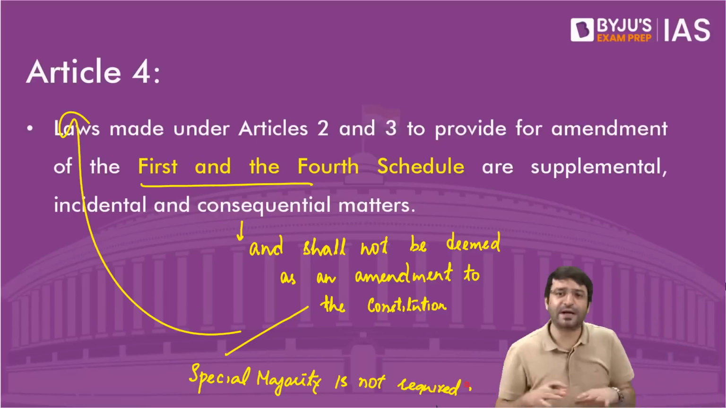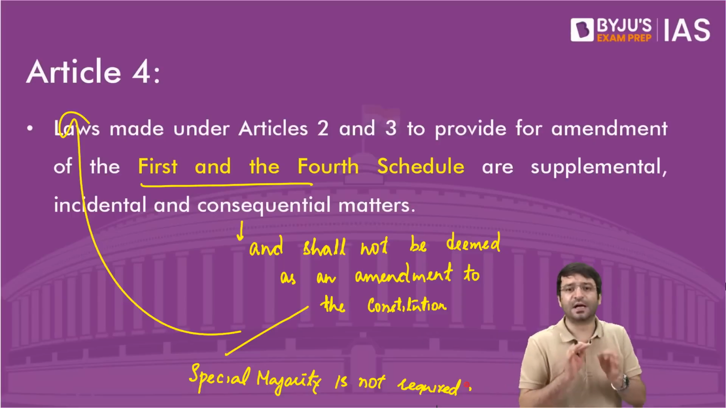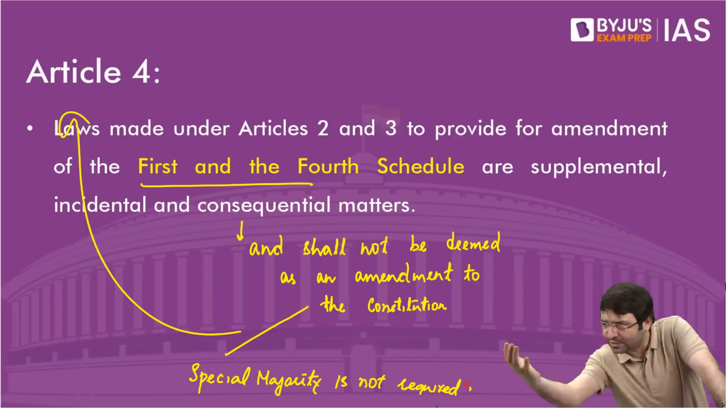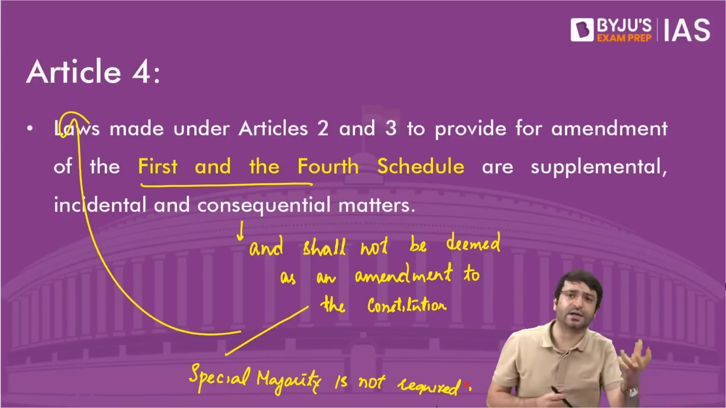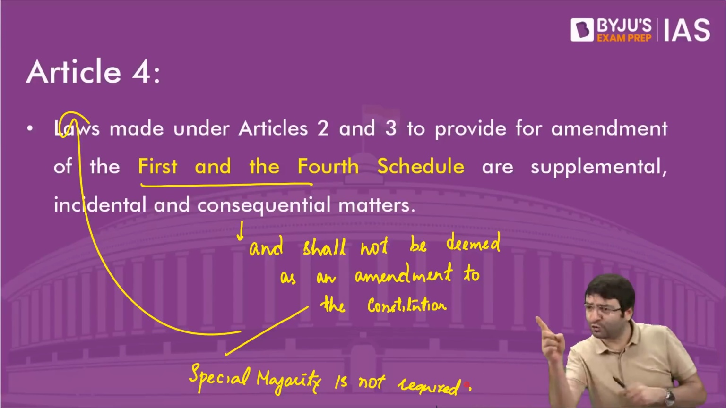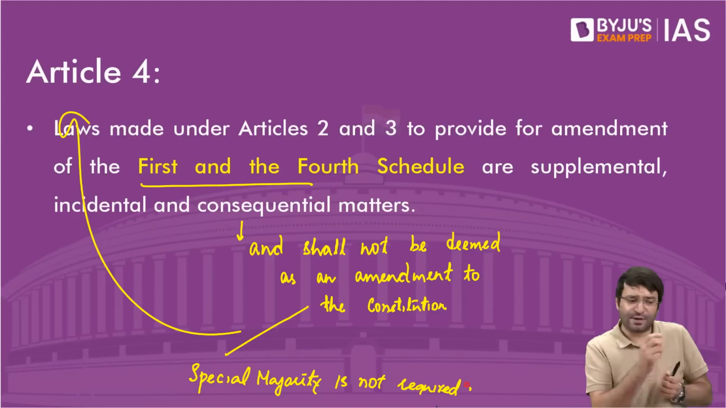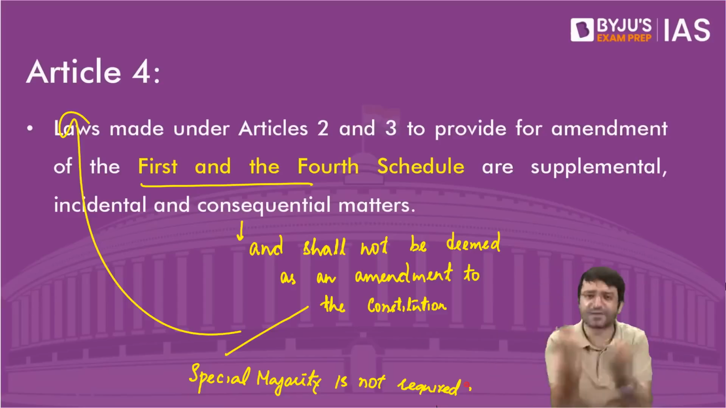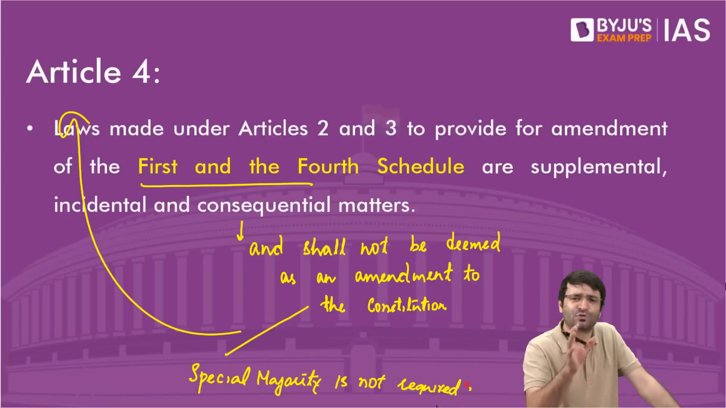When special majority is not required, then what is required? Simple majority. Which means Constitution says under Article 4 that Parliament, whenever you are passing a law under Article 2, because you are admitting a state into India, or whenever you are reorganizing the country under Article 3, there will always be change to Schedule 1 and Schedule 4. Because when you split a state, you have to add the name of the state to Schedule 1. You have to provide its representation in Rajya Sabha in Schedule 4. So the very consequence of Article 3 is there has to be change to Schedule 1 and Schedule 4. And it will not be deemed as a constitutional amendment. When it is not a constitutional amendment, you don't need special majority.